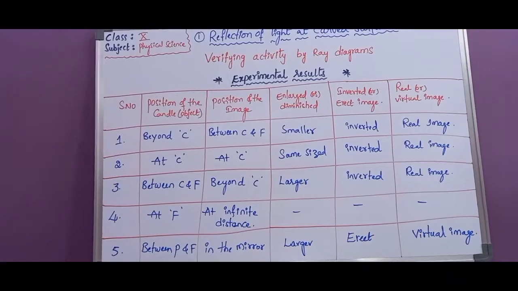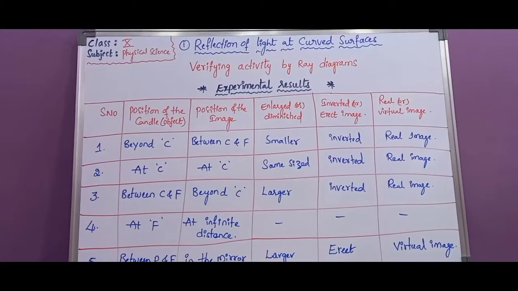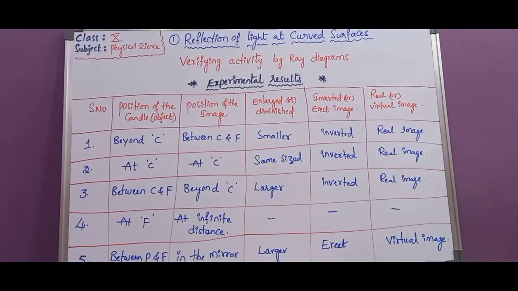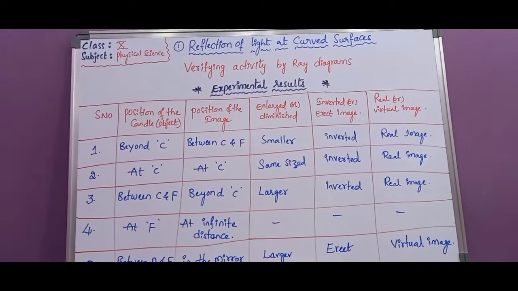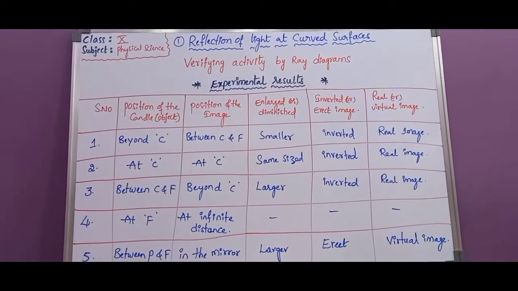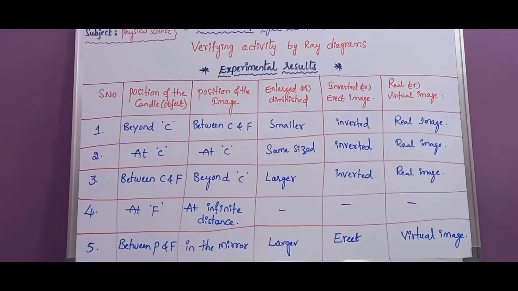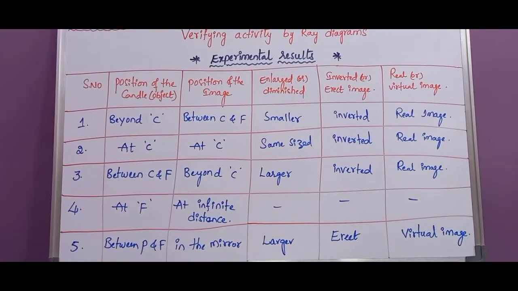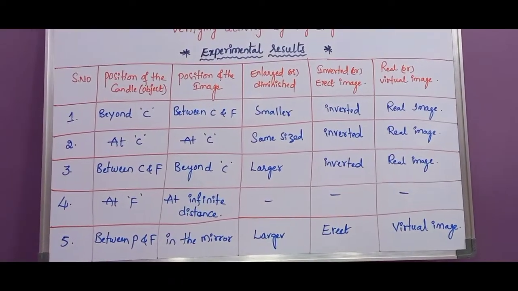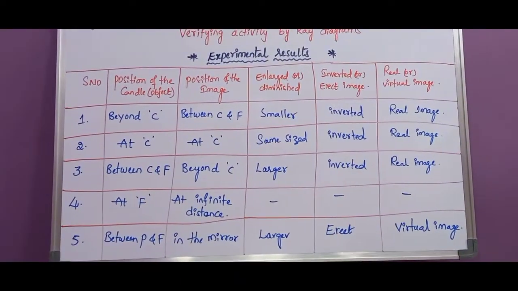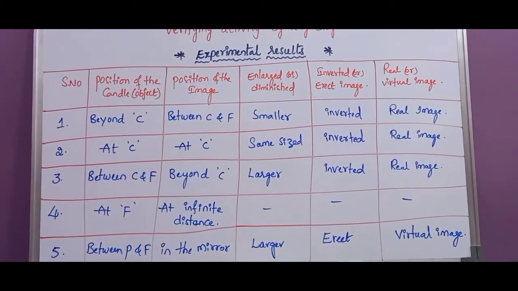Now, let us verify the same results by drawing the ray diagram. Our today's topic is verifying activity by drawing the ray diagrams. After drawing the ray diagrams, we will check whether our ray diagram and the characteristics of the image exactly match the experimental results or not. These are the experimental results about the position of the image depending upon the position of the object, and also the characteristics of the image formed. I drew this table in an earlier class. So what are the experimental results?